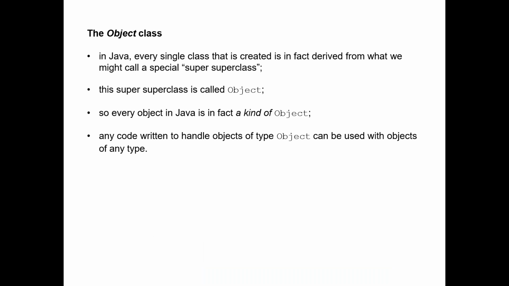So as I mentioned before, we need to understand what the Object class is. In Java, every single class that is created is in fact derived from what we might call a special superclass. This superclass is called Object. So every object in Java is in fact a kind of Object, and any code written to handle an object of type Object can be used with an object of any type.